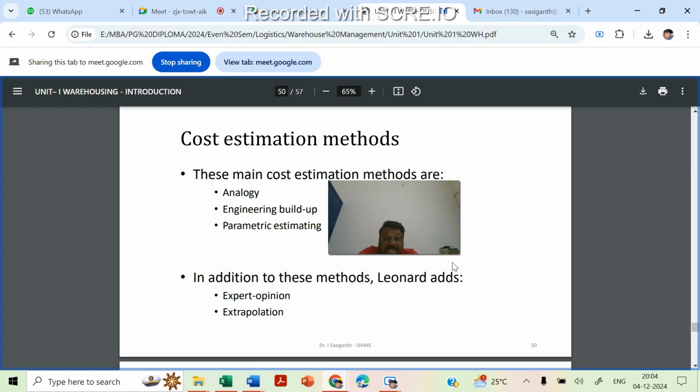In addition to these methods, you have your expert opinion, then extrapolation, where you go for the expert, or a person who would have already gone for it.